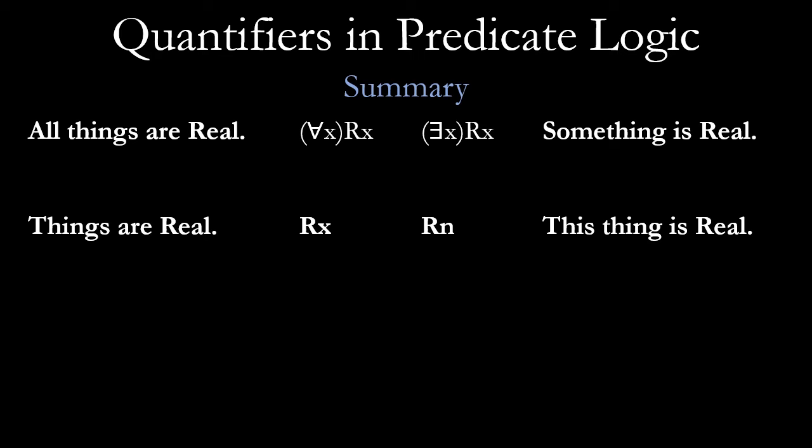Something is real, right? In the lower left, we have things are real, Rx, right? This means that anything I plug in for x is going to be real. And then in the lower right, I've got this thing is real, some arbitrary constant n, and that is real. This thing n is real.